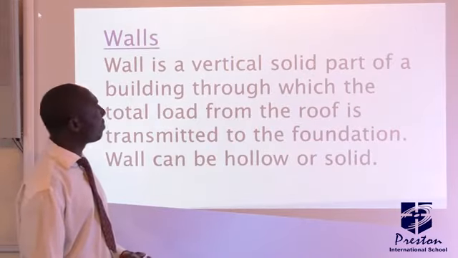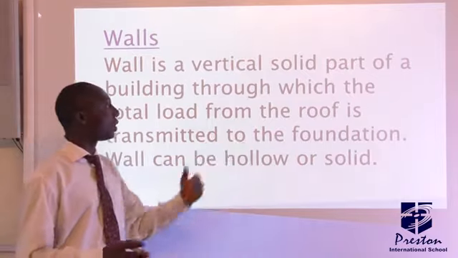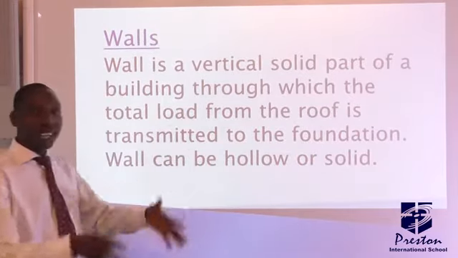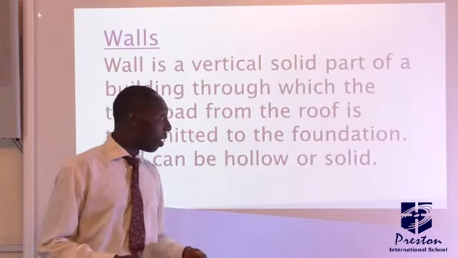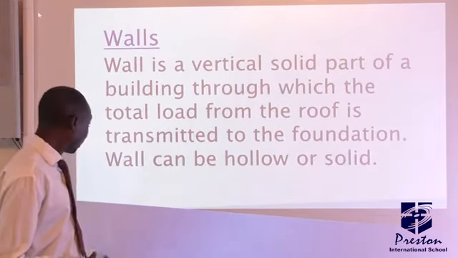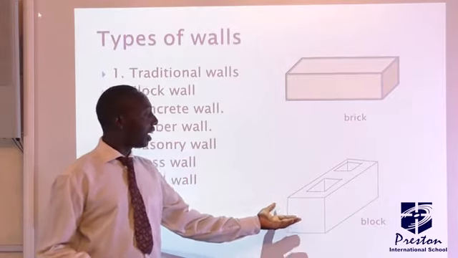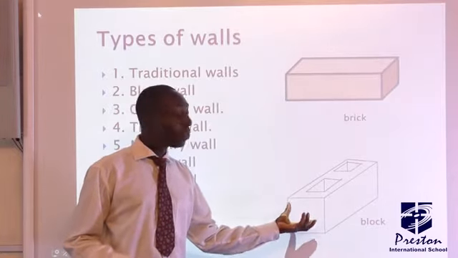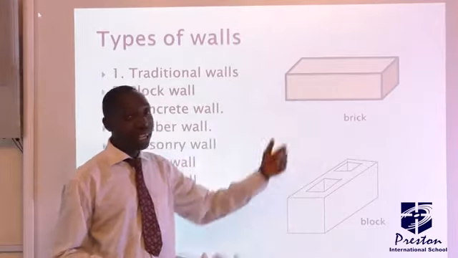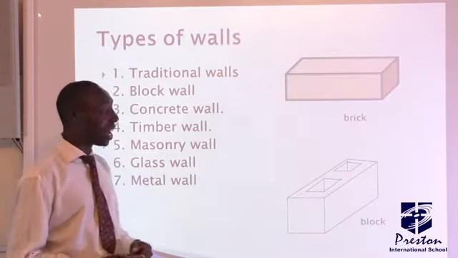Wall is a vertical solid part of a building through which the total load from the roof is transmitted to the foundation. Wall can be hollow or solid. When you build a house or a building with blocks like this, you can have a hollow wall, and with brick, you have a solid wall.